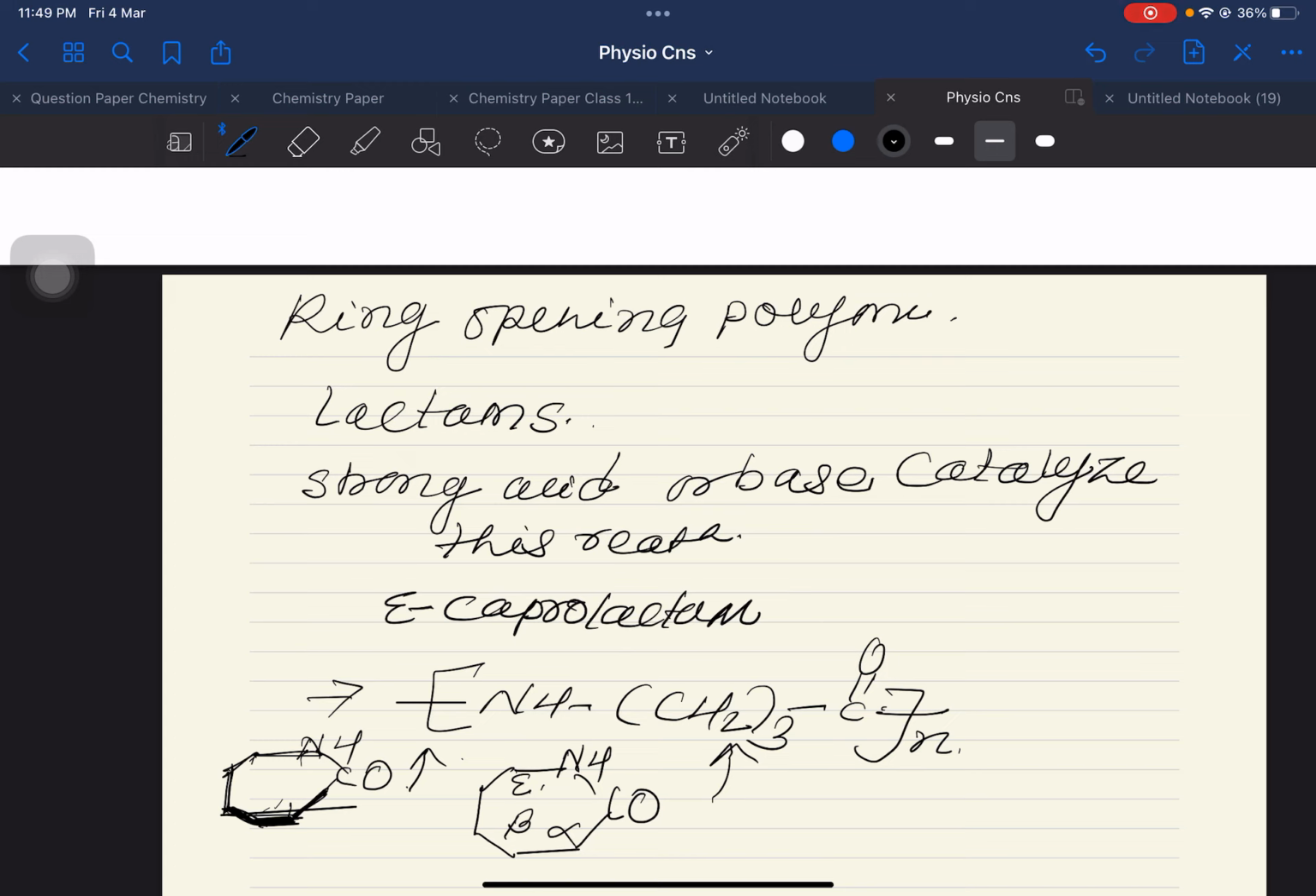In this, the growing chain molecule, in this sense, ring opening polymerization is a step growth polymerization similar to condensation polymerization.